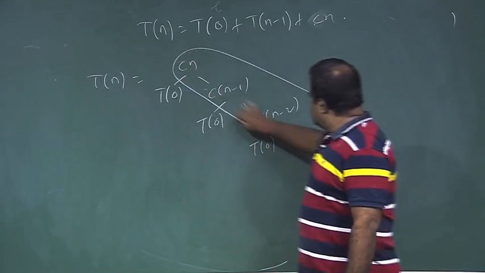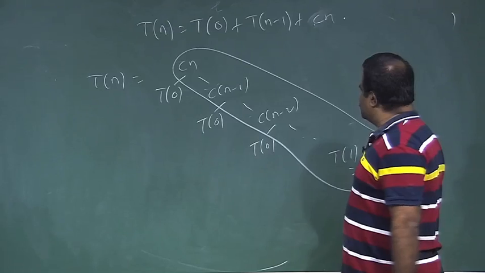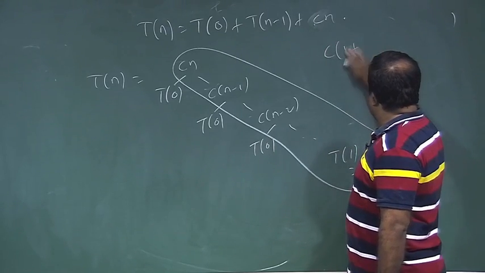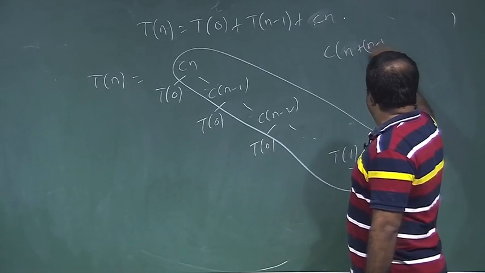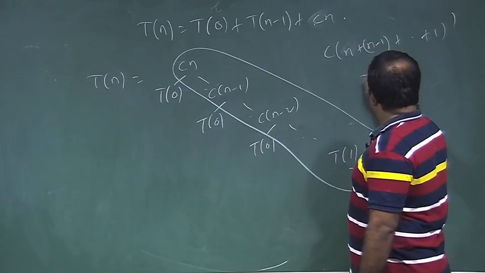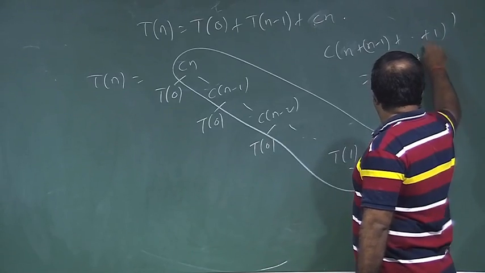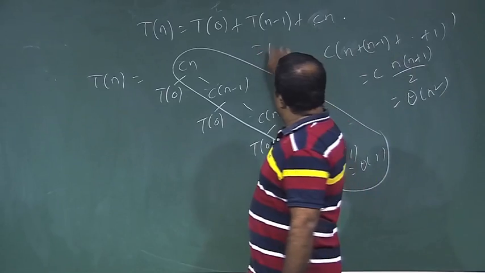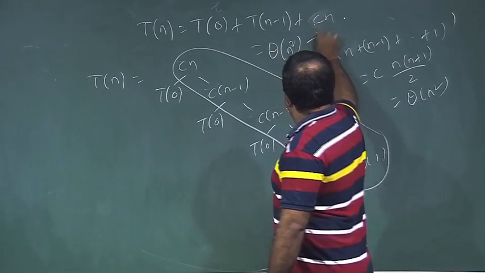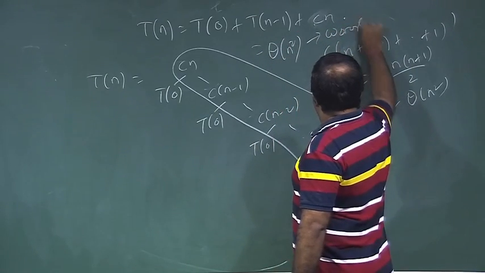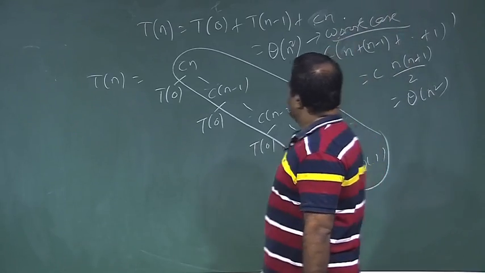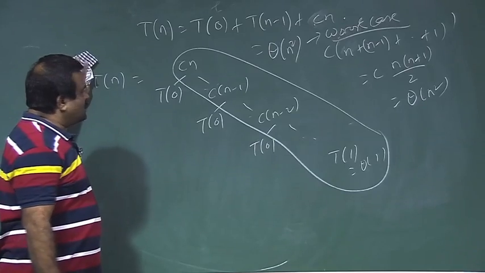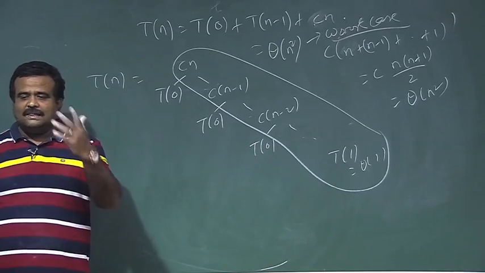So, the time is basically the sum of these costs. This is basically an arithmetic series, 1 to n, n into n minus 1. So, this is basically C into n plus 1 by 2. This is basically an order of n square algorithm. So, the solution for this is order of n square. This is the worst case. Okay. So, the time complexity is order of n square. This is the worst case, or we call this an unlucky case.